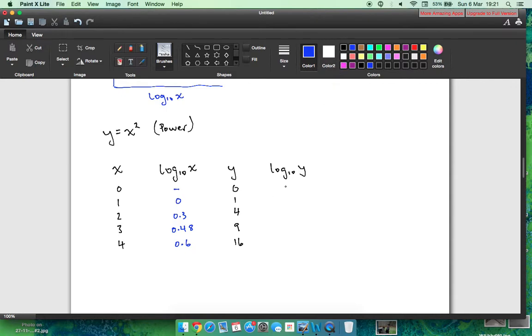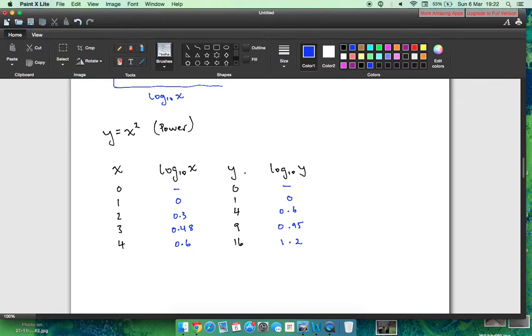Okay, now I'm going to go and do the same thing again for the y values. So once again, log of 0, invalid. Log of 1 is 0. Log of 4, 0.6. Log of 9, 0.95. And log of 16, 1.2. Okay, so in addition to the original x, y values from our function y equals x squared, what we've also done is taken logs of the x values and taken logs of the y values, all to base 10.